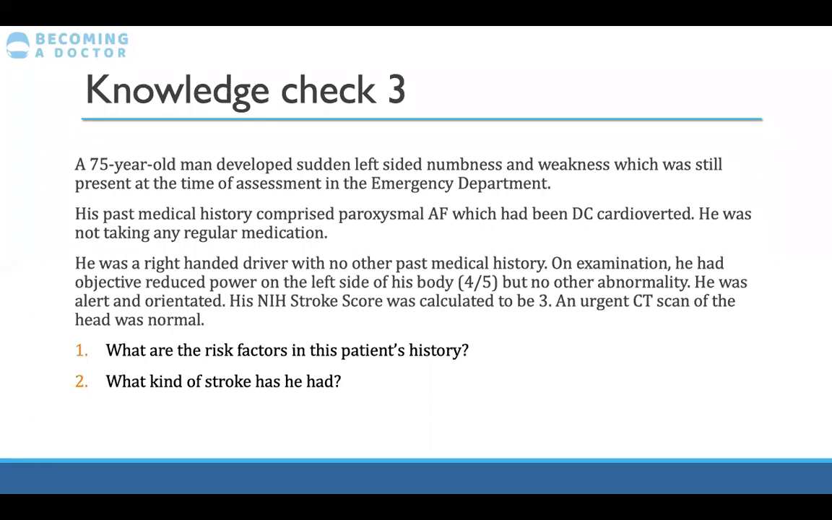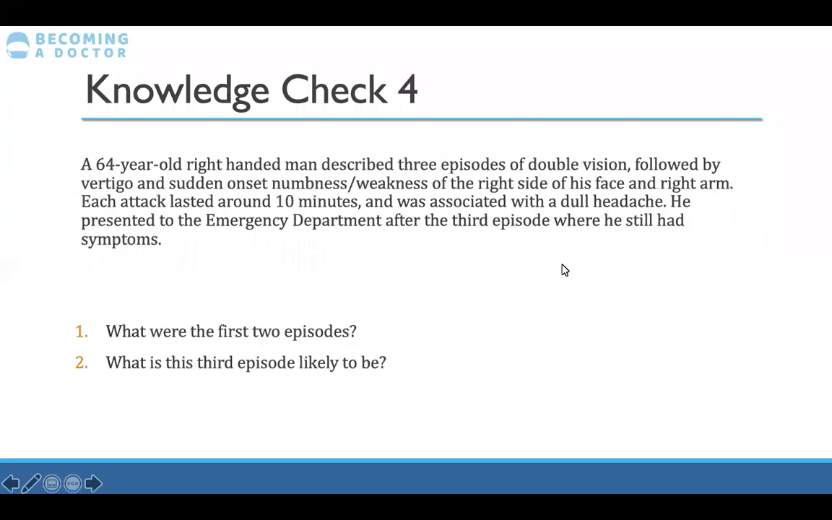Okay, good job, well done. These are difficult cases. Okay, so I have 2 slides on knowledge check 4. So let's read this case. A 64-year-old right-handed man described 3 episodes of double vision, followed by vertigo and sudden onset numbness, weakness on the right side of his face and right arm. Each attack lasted around 10 minutes and was associated with a dull headache. He presented to ED after the third episode where he still had the symptoms. So what do we think's going on?